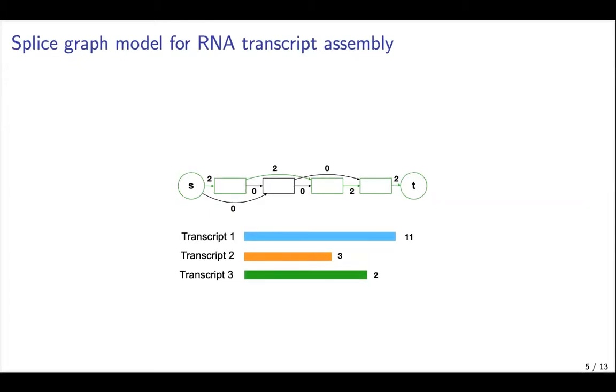Now, one issue with the splice graph model is that it contains many paths that are not the true paths. And so it's natural to think of using these reads, if they overlap 3 or more nodes, as subpath constraints, which would give us more information when we're trying to find the true set of transcripts.